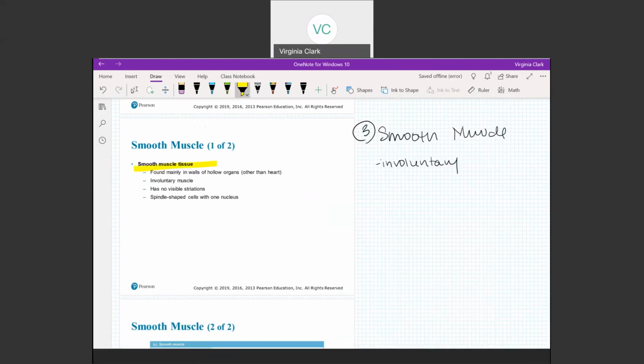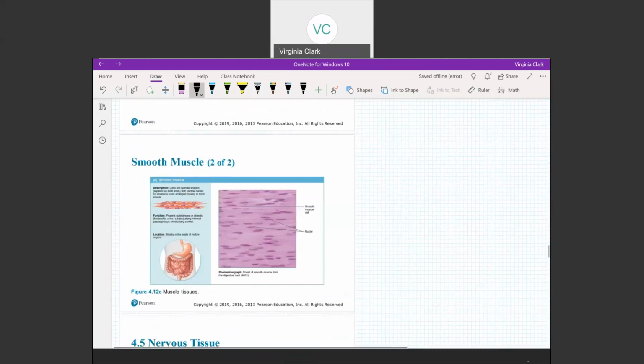There's going to be no visible striations. So it doesn't have that striation appearance that all the others we talked about have. And these are only going to be uninucleated. So there's only one nucleus in this, but they are involuntary, no striations, and they are uninucleated. So you can kind of see how this tissue here looks a little bit different.